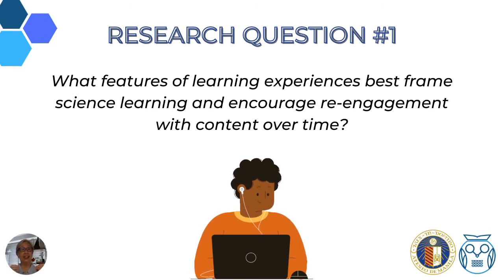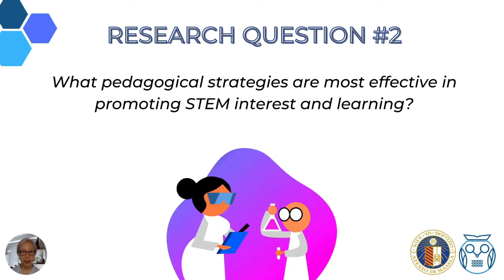So we are interested in interest. How do we cultivate interest? That is, after all, the title of the project. How do we cultivate interest in STEM? Then the second question is what pedagogical strategies are most effective in promoting STEM interest and learning? Whimsy poses several quests or tasks. We ask which of these are most effective in getting the students interested.